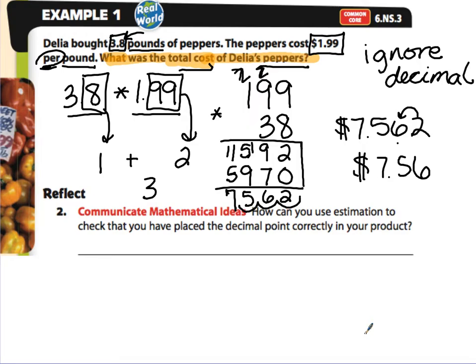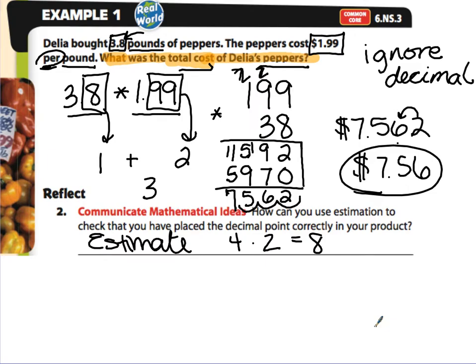So again, to estimate, what I could have done was say, so I'll say estimate. And to estimate, the 3 8/10 would have gone to 4, and the 199 would have gone to 2. And so we know our answer should be around 8. Well, $7.56 is around $8. In this case, let's say that you just said, okay, I'm going to put my decimal here. So it would have been $75.62. If that's what you got and this was your estimate, you know that your answer was incorrect.